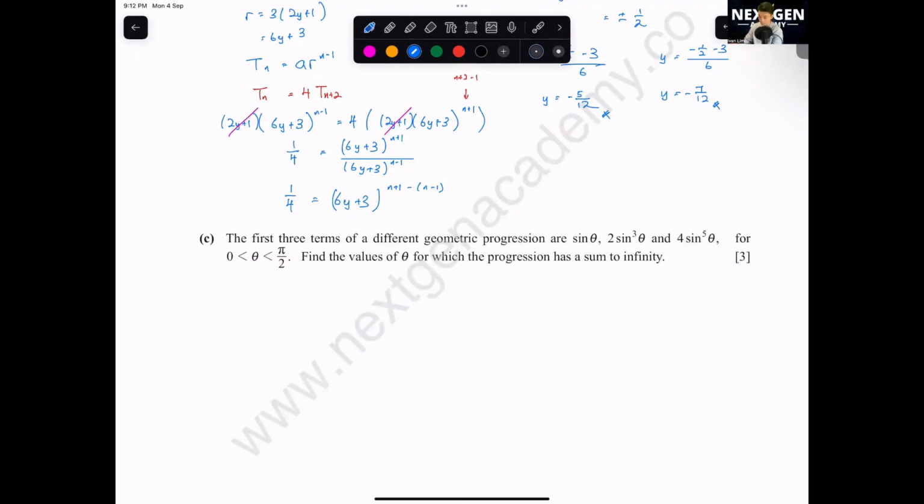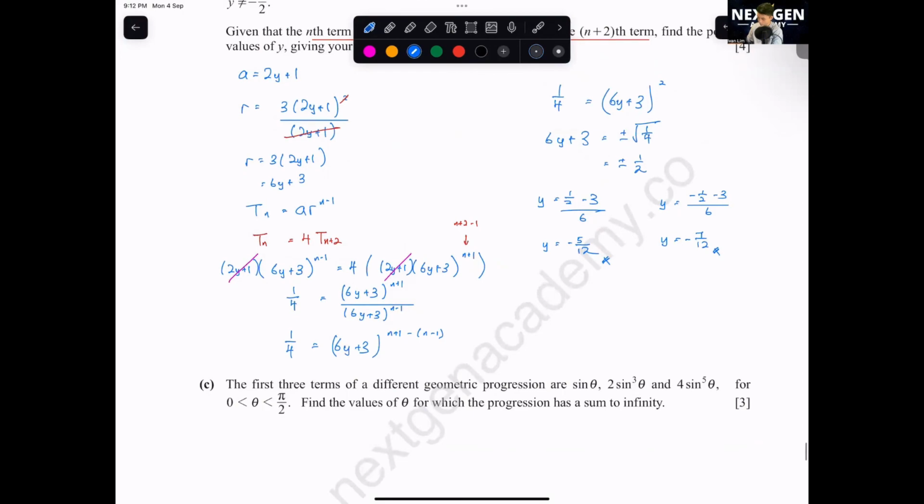How to get 1 over 4? Here, the 4, I bring over to the left-hand side, it becomes 1 over 4. This is 4 times something. So I just make it 1 over 4. Can see?